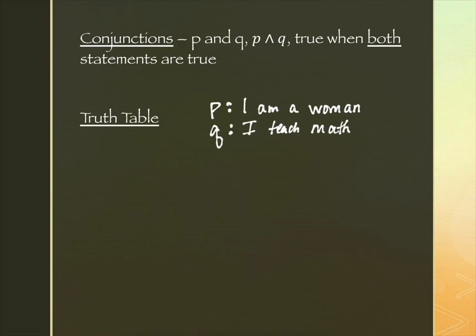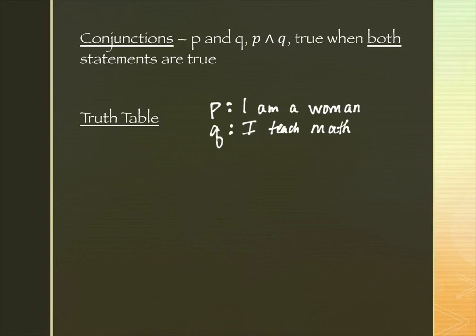So my example is going to use these statements for P and Q. P is going to be the statement, I'm a woman, and Q is going to be the statement, I teach math. Everybody good so far? Is this under the truth table? Yes, it's going to be in the truth table part. You can put it to the side of it, you've got lots of space.